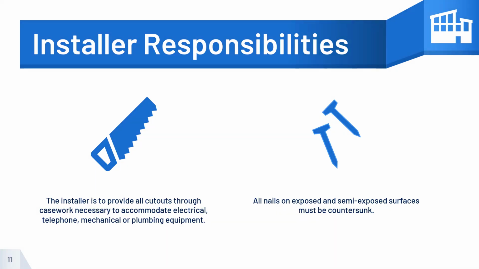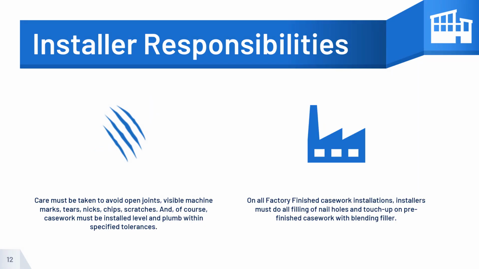The installer is to provide all cutouts through casework necessary to accommodate electrical, telephone, mechanical, or plumbing equipment. This requires a high level of workmanship under often trying conditions. All nails on exposed and semi-exposed surfaces must be countersunk. Care must be taken to avoid open joints, visible machine marks, tears, nicks, chips, scratches, and, of course, casework must be installed level and plumb within specified tolerances. On all factory-finished casework installations, installers must do all filling of nail holes and touch-up on pre-finished casework with blending filler.